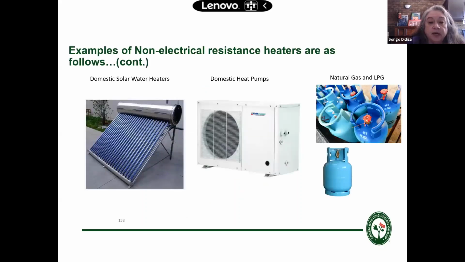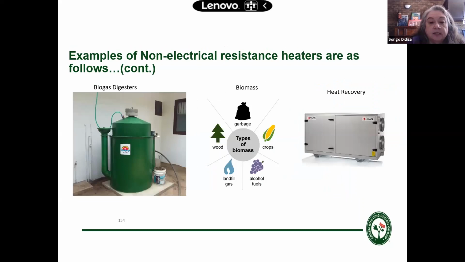Here are some examples of non-electric resistance heaters. So you've got solar water heaters, domestic heat pumps, gas. You don't normally use the little bottles for your gas water heating, and it's got its own requirements there. But you can use things like ICLEI gas, gas from Moss Gas, Sasol gas. You can use those systems. There's biogas digesters. You can use different biomass, and that picture on the left is an example of heat recovery from an air conditioning system. And so you can use all of those.